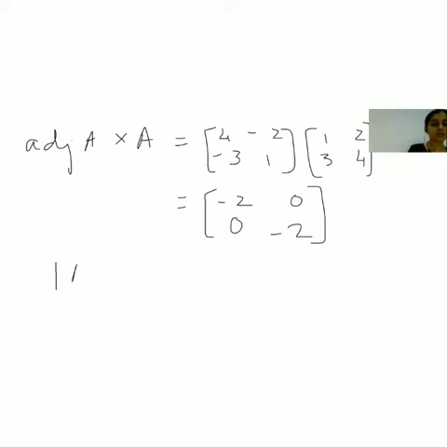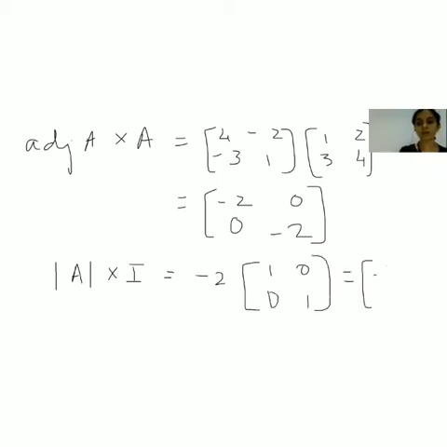The last one is determinant of A multiplied by identity matrix. What is determinant of A? Minus 2. And what is our identity matrix? Okay, so what is the answer? Minus 2, 0, 0 and minus 2.